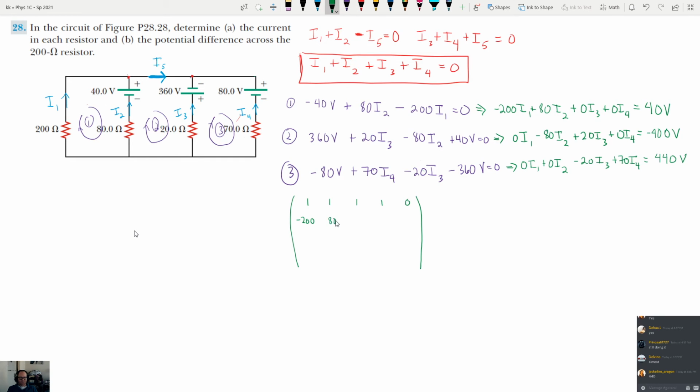Now, don't worry if you didn't get the same matrix, because if you use different loops, you're not going to get the same matrix. Just won't happen, but getting the final answer the same is all that really matters. So then the second one is 0, negative 80, opposite signs, positive 20, 0, negative 400. And then the last one is 0, 0, negative 20, 70. I don't know why I'm writing plus signs. And then 440.